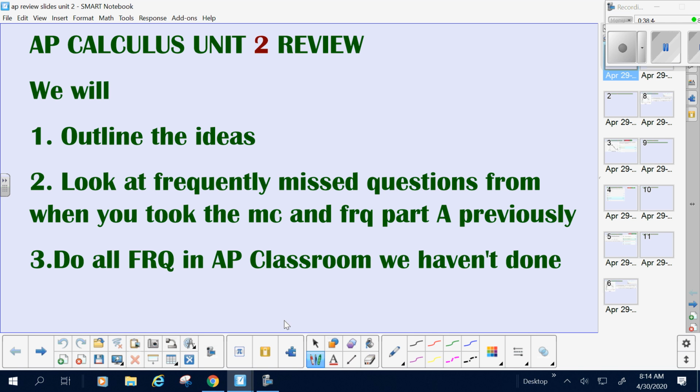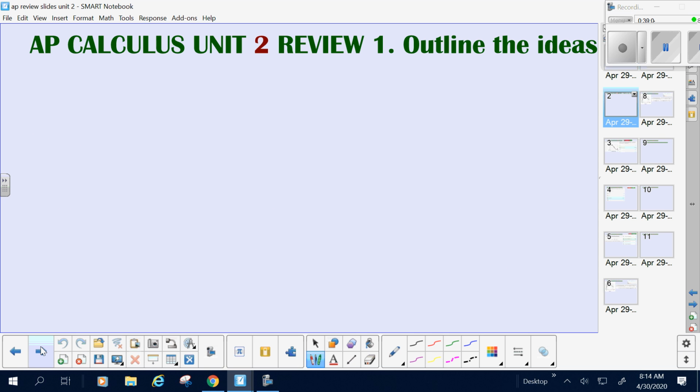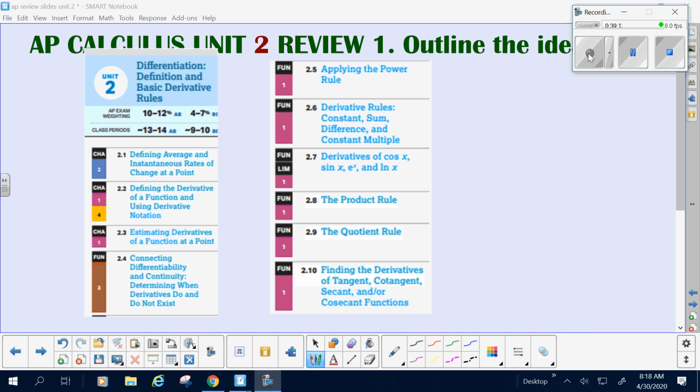All right, so we're going to outline the big ideas of Unit 2, which is derivative intro, frequently missed multiple choice, and I'll look at the free response, part A that you took, and then your homework will be free response part B in AP Classroom. All right, so here we go. Unit 2 is here, and it is not here. Hang on just a second. Okay, sorry. Here we go.